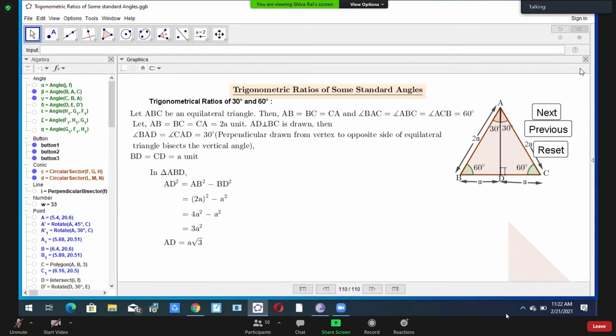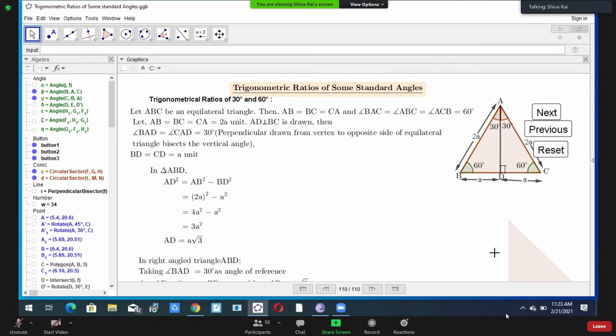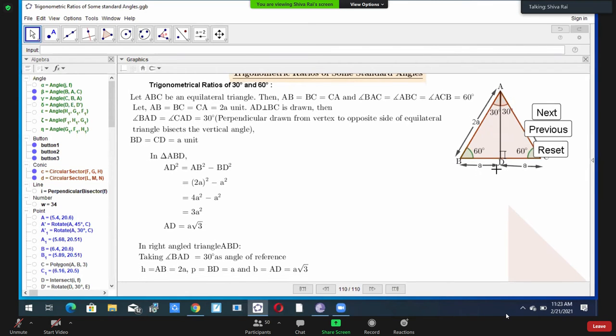Now let's see. Now in right angle triangle ABD, same triangle we are taking again. And here we are taking the angle of reference as 30 degree. This angle we are taking as angle of reference. In this triangle, we are taking this 30 degree as angle of reference. Angle of reference means angle BAD.